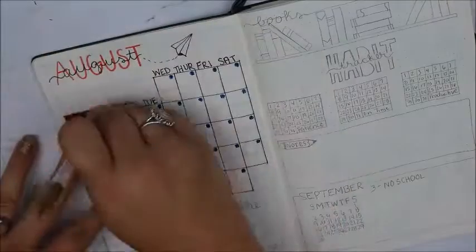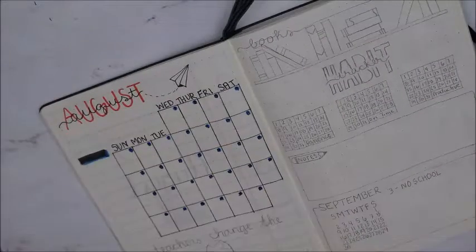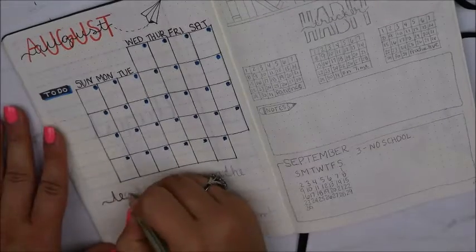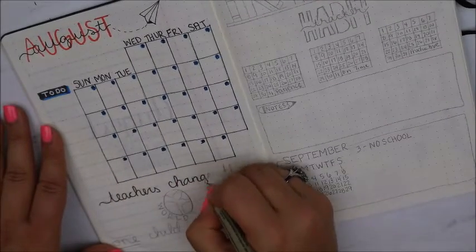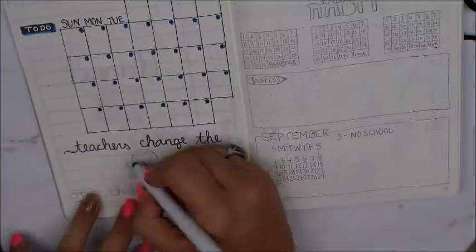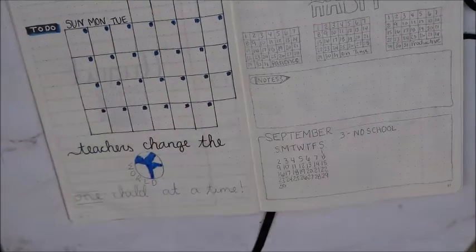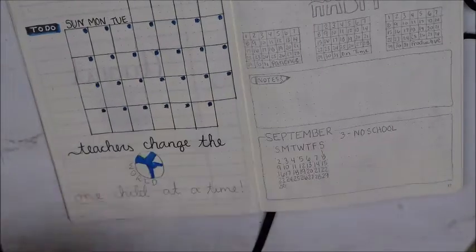Now I'm writing in the days. On the side, I colored in that black box. And across it, I just wrote "to do" with the Uniball Signo white gel pen. And that's really it so far.